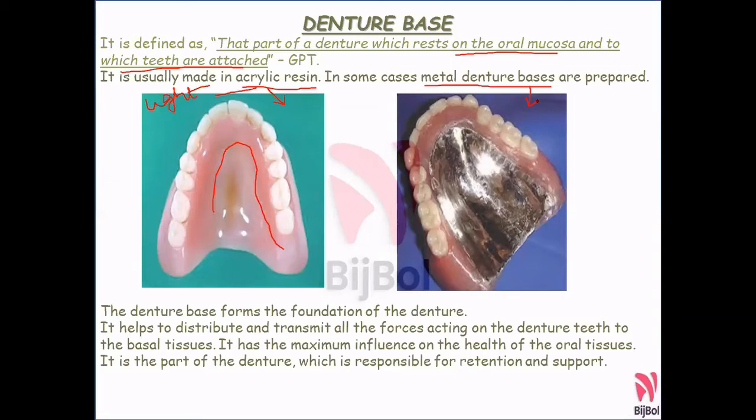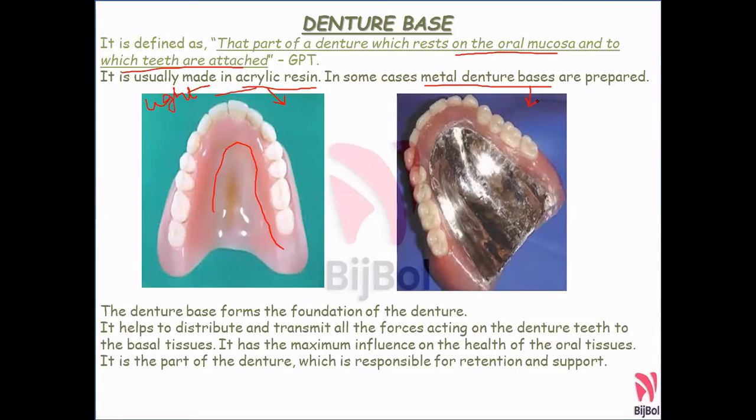Another one, another advantage of metal denture base compared with acrylic. Strength. Yes, strength is an advantage. So these are not so fragile, they are very strong, not easy to break.